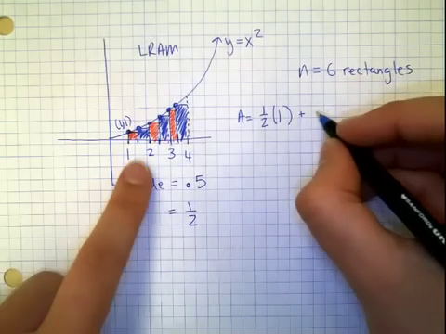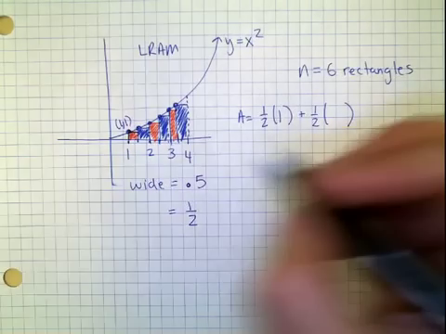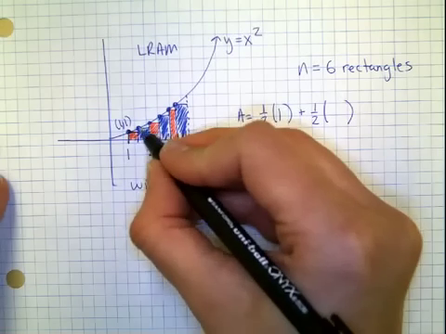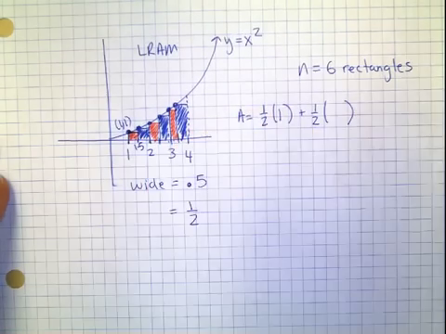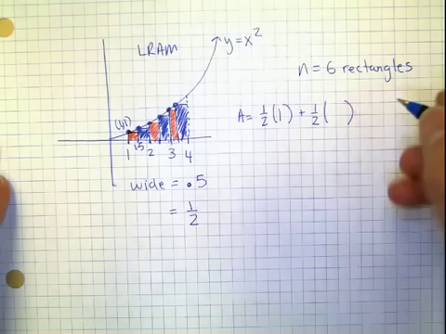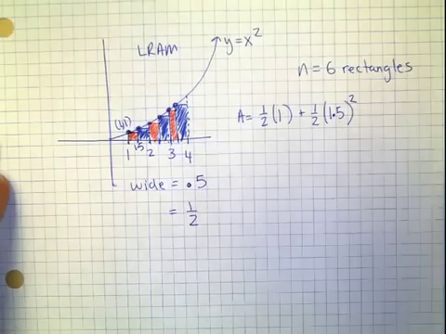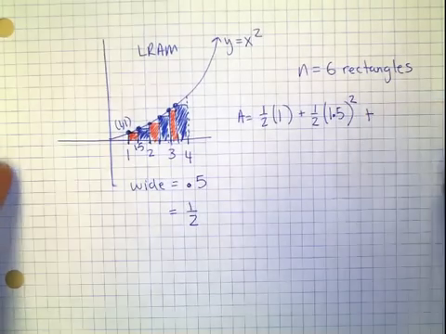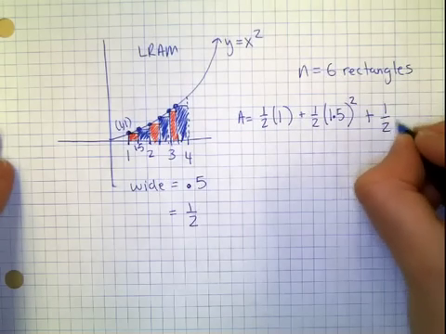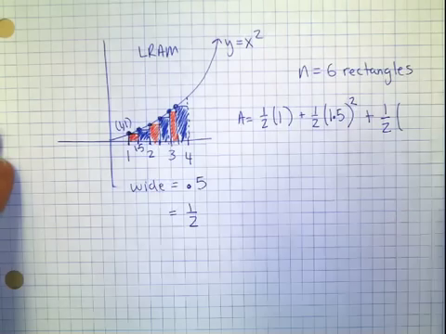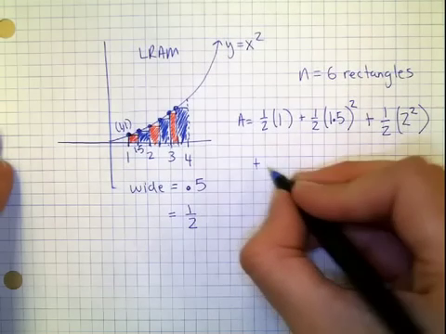Plus my next rectangle also has a width of 1/2 but my height is x squared based on this, so it's going to be at 1.5 here, so it's going to be 1.5 squared. So why don't I just write in here 1.5 squared, whatever that is. Plus my next rectangle, this red one, it's at 2, so it has a width of 1/2 and a height at 2, which makes it 2 squared if I put it into x squared.